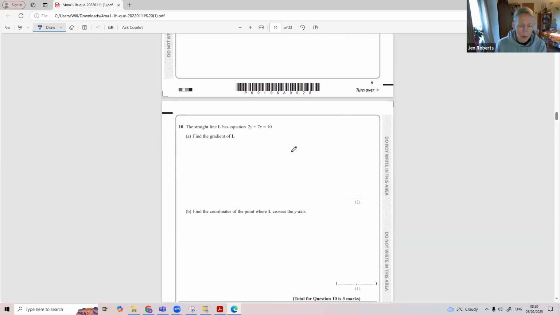Find the gradient of L. To find the gradient of a straight line, it needs to be in the form y equals mx plus c. So we need to make y the subject first. So we're going to take 7x off both sides. So 2y equals 10 minus 7x. And then we're going to divide both sides by 2. So y equals 10 minus 7x over 2.